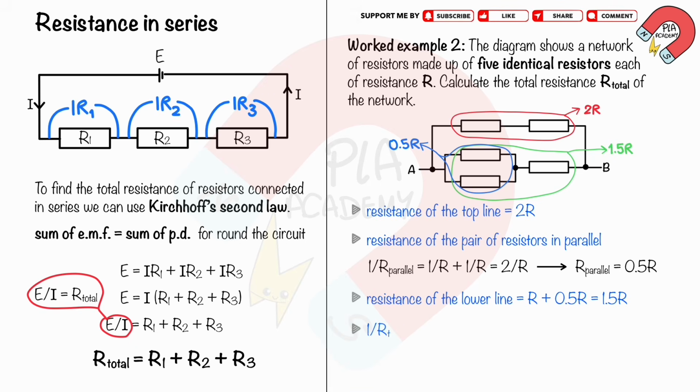So, the total resistance of the network AB is 1 over total resistance equals 1 over 2R plus 1 over 1.5R equals 7 over 6R. So, total resistance equals 6R over 7, or equals 0.86 R for two significant figures.